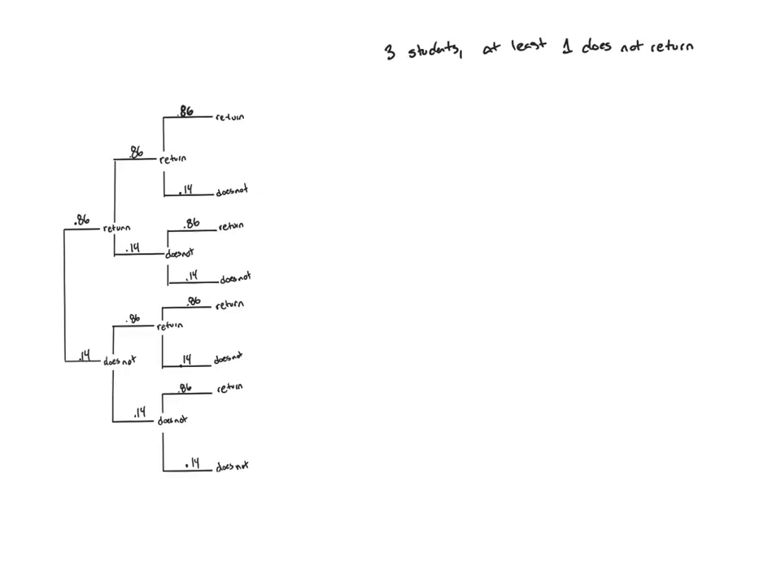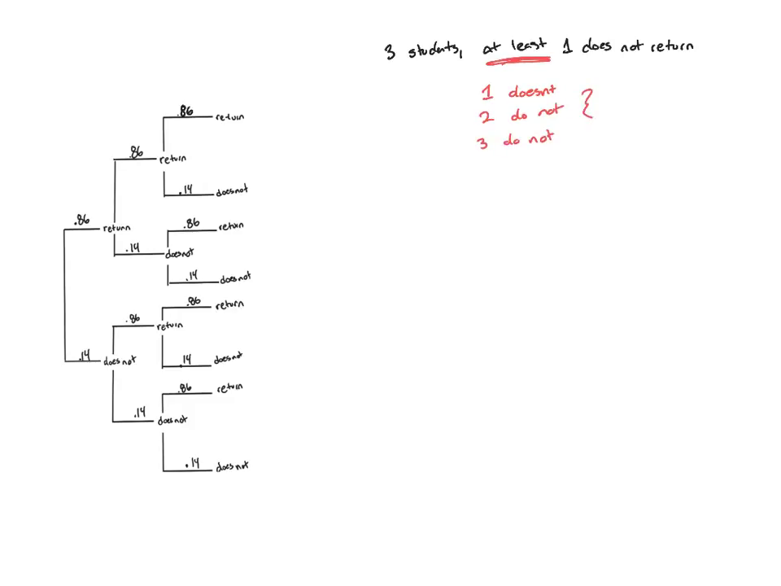Our final example is probably our most convoluted. That is, given 3 students, what are the chances at least one of them does not return? The key here is to see this "at least." And as soon as I see "at least," this means there's a ton of options. If I want at least one of them to not return, that could mean 1 doesn't. It could mean 2 do not. It could even mean 3 of them do not.